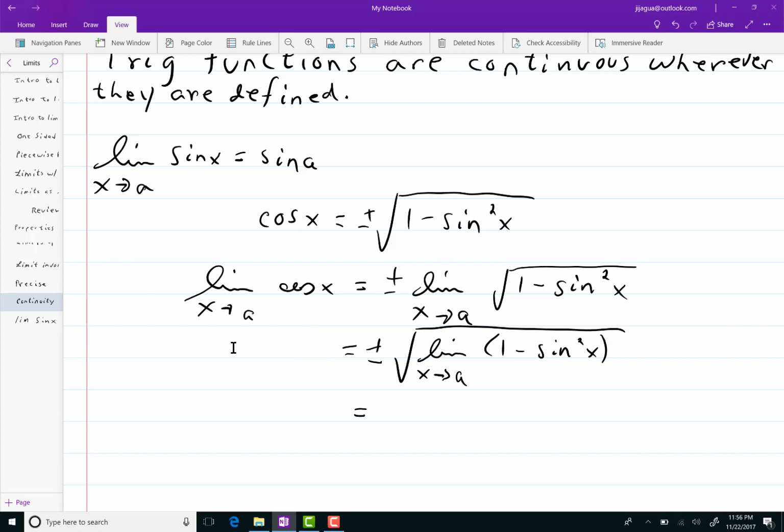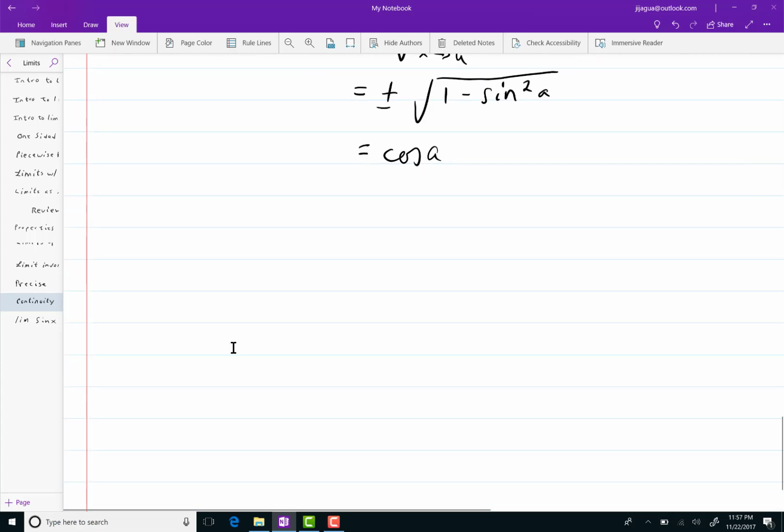The 1 is unaffected by this process, and then when it comes to sine squared, think of it as sine times sine. The limit as x goes to a of sine of x is sine of a. This is sine squared of a, which equals cosine of a. So sine and cosine are continuous on negative infinity to infinity.